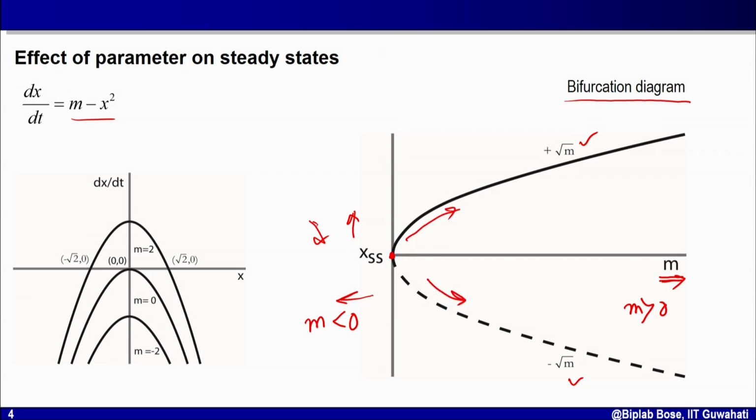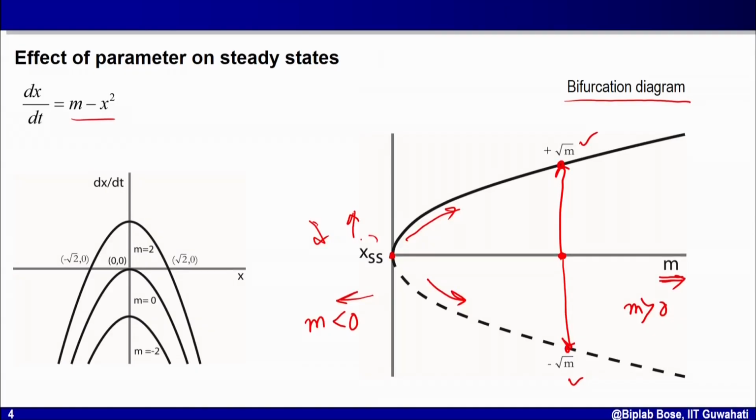So I can easily identify, suppose I have a positive value of m, then I will have two steady states. One here, the other one is here. This type of diagram, where you take the parameter which is affecting the number of steady states on the horizontal axis and the steady state value of the dependent variable on the vertical axis, and then you plot the curves, and the curves represent the number of possible steady states. These plots are called bifurcation diagrams. And here I have the bifurcation diagram for the equation dx/dt equal to m minus x squared.